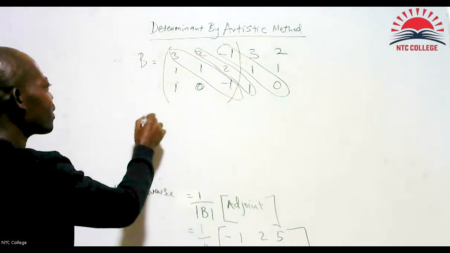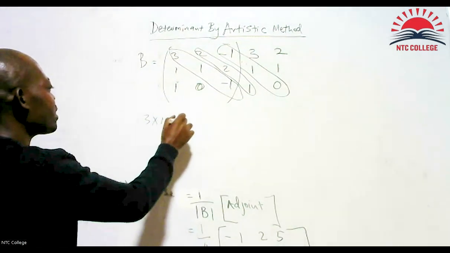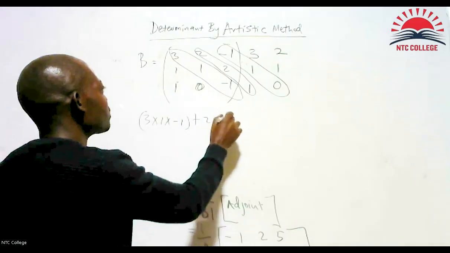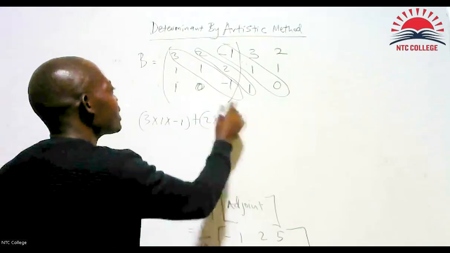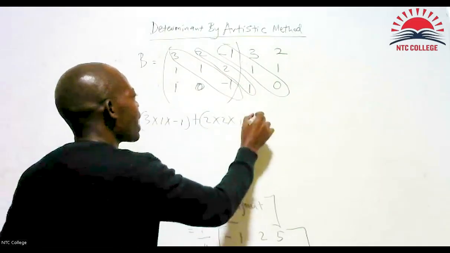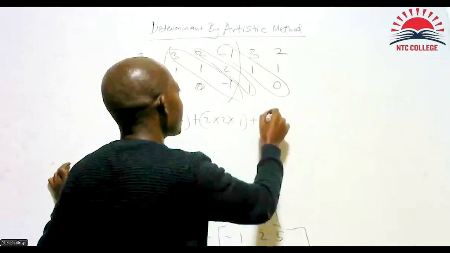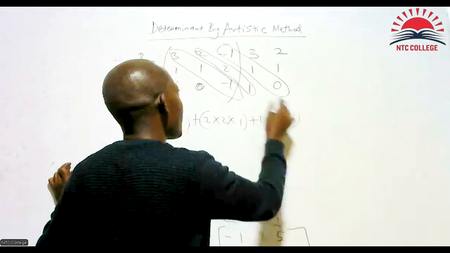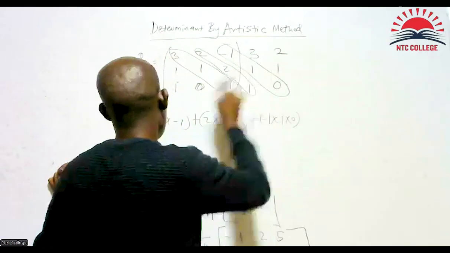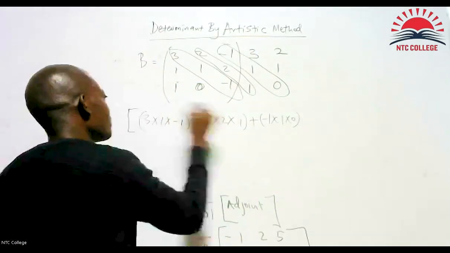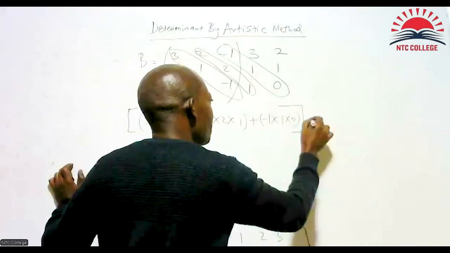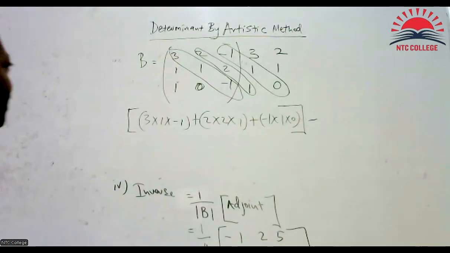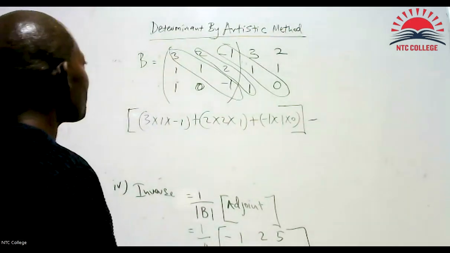And because I really want you to see, this is what I do. I will now take 3 times 1 times -1 plus 2 times 2 times 1. And of course, you can see where that is coming from. Plus -1 times 1 times 0. These are from those principal diagonals. This one, I put a bigger bracket, minus the next one. Now you do the reverse.